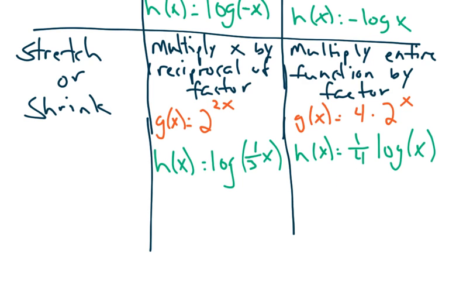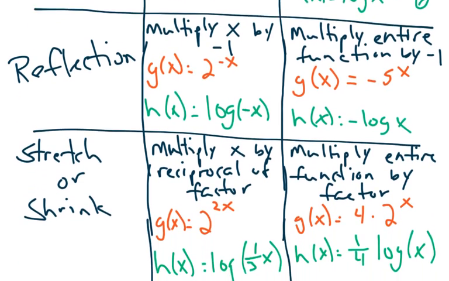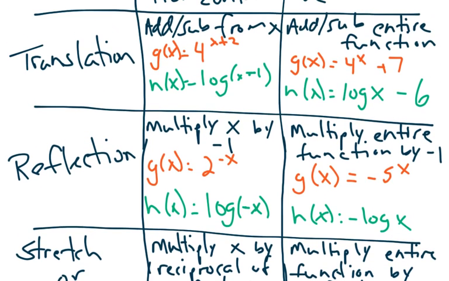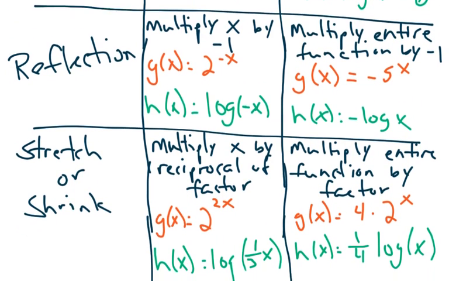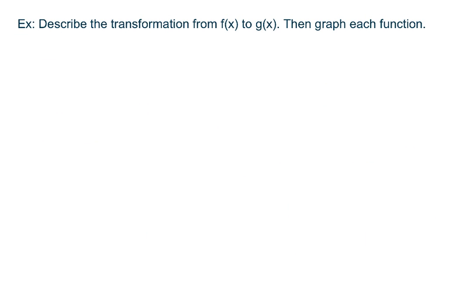So there's the overview of the transformations. We've got translations, reflections, stretches, and shrinks. The rules that we learned back in Chapter 1 and Chapter 2 don't change. The rules still apply for all the types of transformations. We're just now applying them to a different type of function. Now we're working with exponential and logarithmic functions. So let's do a couple of examples here.